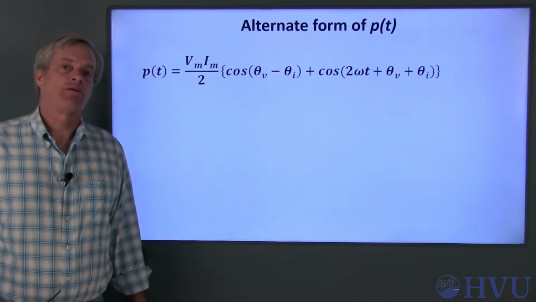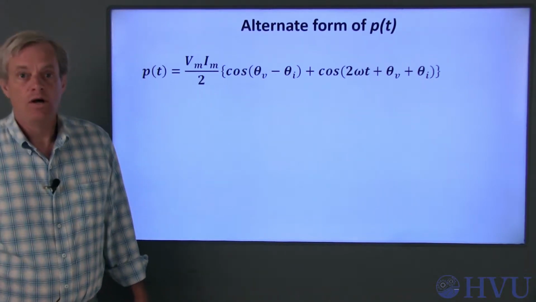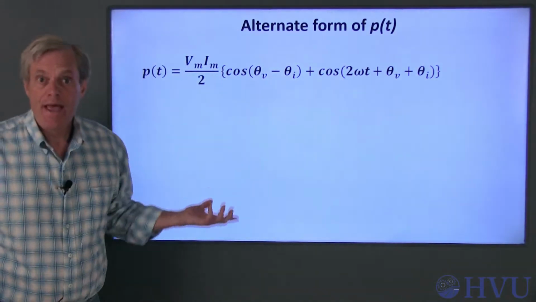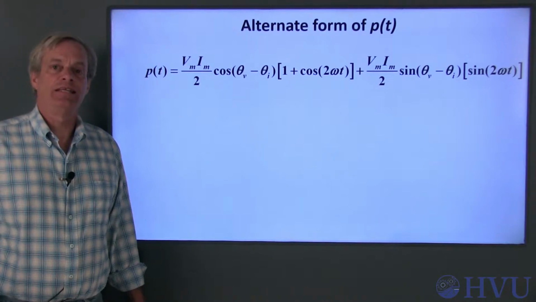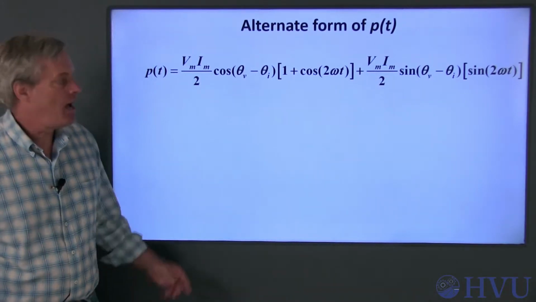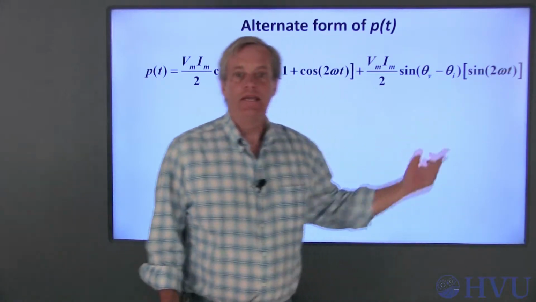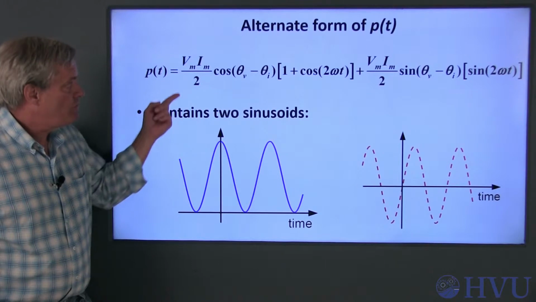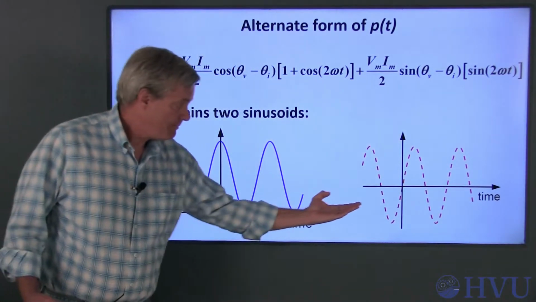The instantaneous power is the product of the voltage sinusoid and the current sinusoid. We've already seen that we can express p of t in this form. However, with a little more trigonometry and algebra, we can express the instantaneous power as the sum of cosine and sine functions, each of which have zero phase shift. Graphically, the two components of this equation look like this.